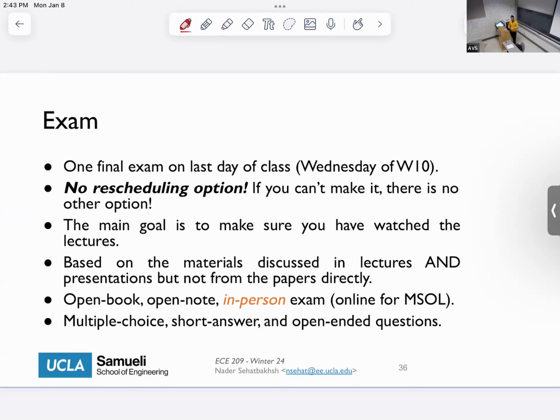It will be an in-person exam, except for the masters online students who will do it on Gradescope. For them, they have 24 hours to take the exam, so they're a little bit more flexible. Yeah, multiple choice questions, short answer questions, open-ended questions. These are the types of questions you're going to see in the exam. Okay.